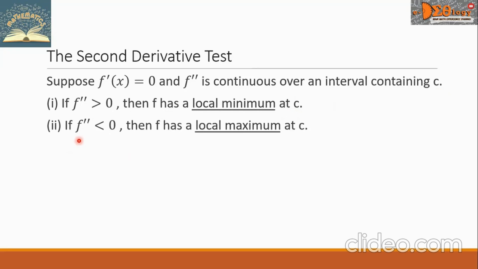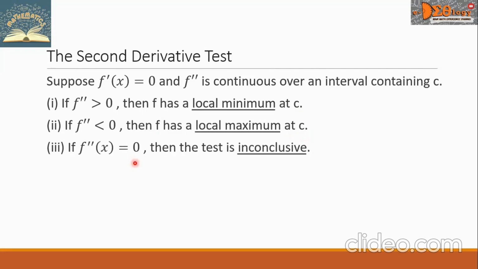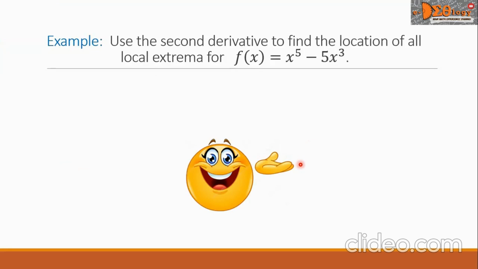If the second derivative is less than 0, or negative, then the function f has a local maximum at the point c. If the second derivative is equal to 0, then the test is inconclusive. Let us see this example.